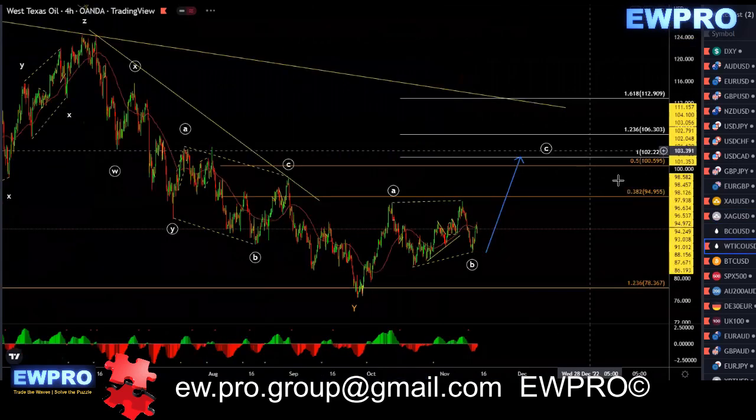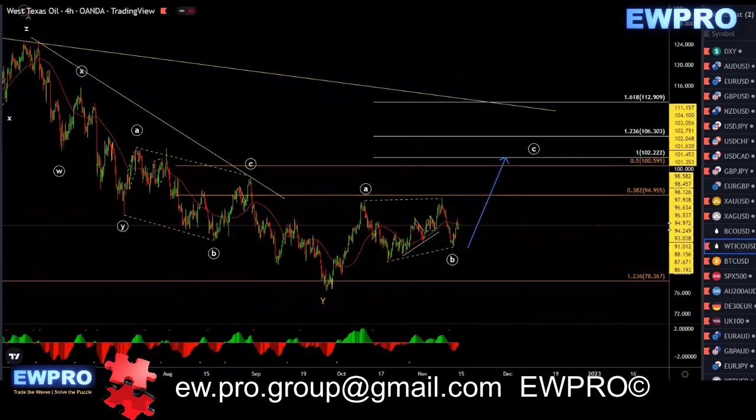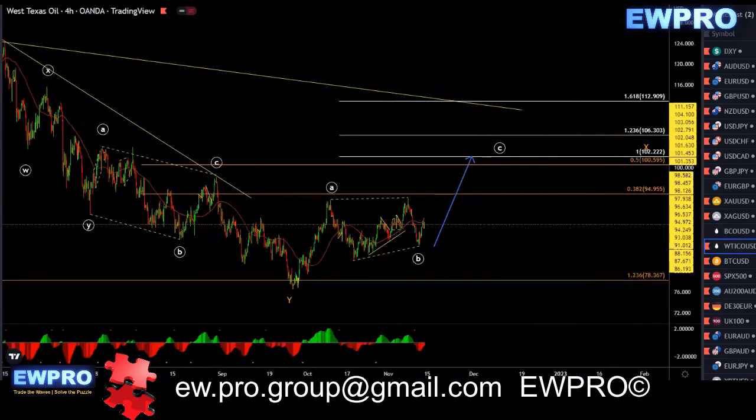WTI on the H4. Nothing's changed here. I was looking for an expanding flat, sorry, a regular flat here, or a running flat for an A, B, C in the B wave. It's turned into a contracting flat for an A, B, and I'll be looking for more upside up to the 100 fib as your first target, and this may be the actual end.